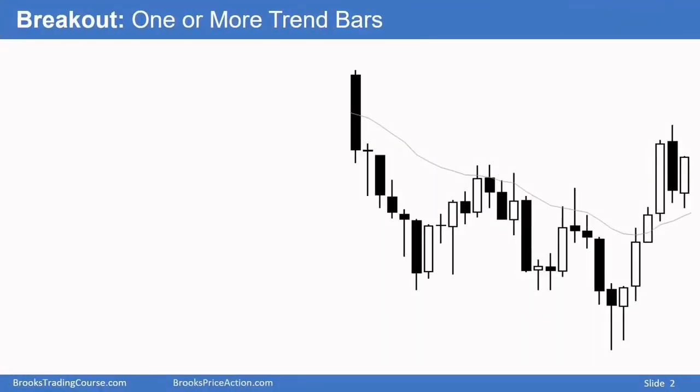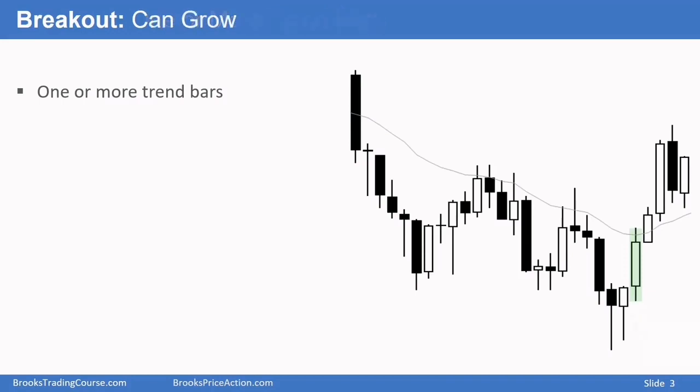A breakout is simply a trend bar, or a series of trend bars. So every trend bar that you see on the chart is a breakout, and sometimes you get a series of trend bars and they form a breakout. Bear breakout there, bull breakout here. It could be one bar, and it can grow into several bars.